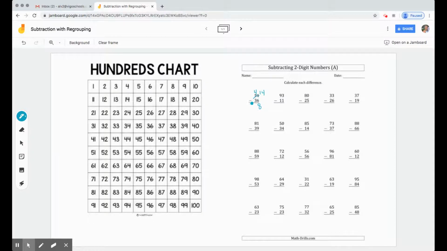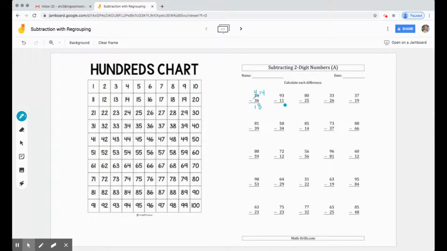Now looking at my tens place. 4 minus 3. That's pretty easy, but if we were using our hundredths chart, we'd start at 4 and count back 3 hops, which would be 1, 2, 3, and I landed on 1. So 54 minus 36 is 18.